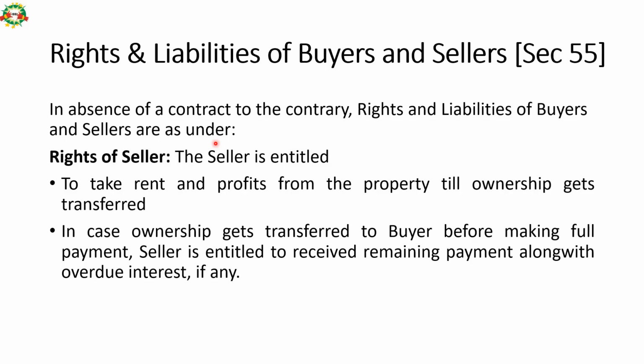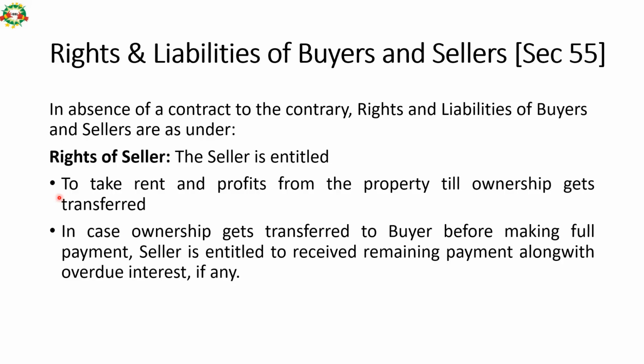Rights and liabilities of buyer and seller, section 55. In absence of a contract to the contrary, that is, unless something else is written in the contract, the rights and liabilities of buyer and seller are as follows. If the contract is silent or any contradictory statement is given in the contract, then it is a separate thing. But if the contract is silent, then as per the TP Act, the following rights and liabilities of buyer and seller apply. The seller is entitled to take rent and profit from the property till ownership gets transferred. So I have sold the property to you. Till the actual transfer happens, all rent and profit from the property will come to me, if nothing else has been agreed between us in the contract.